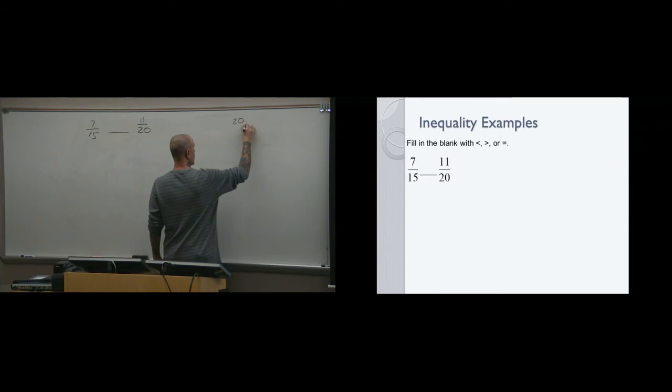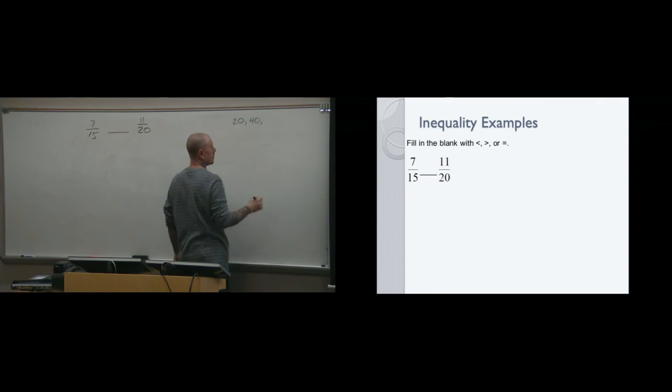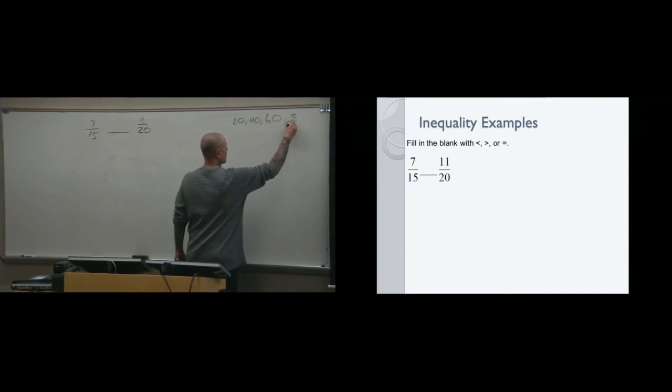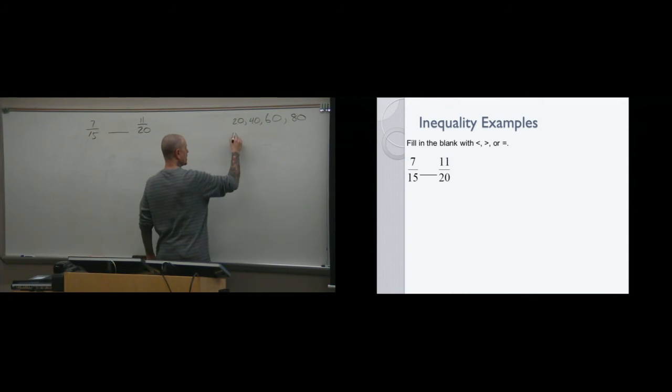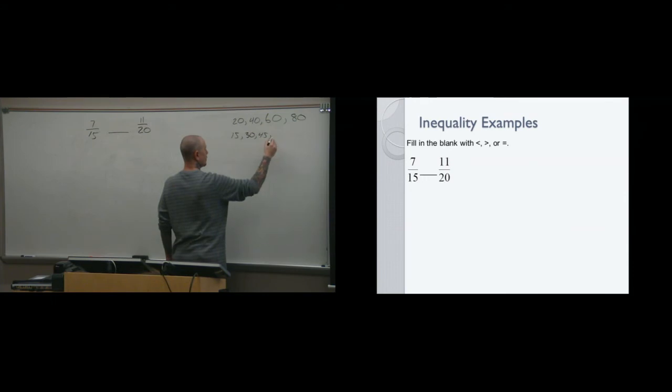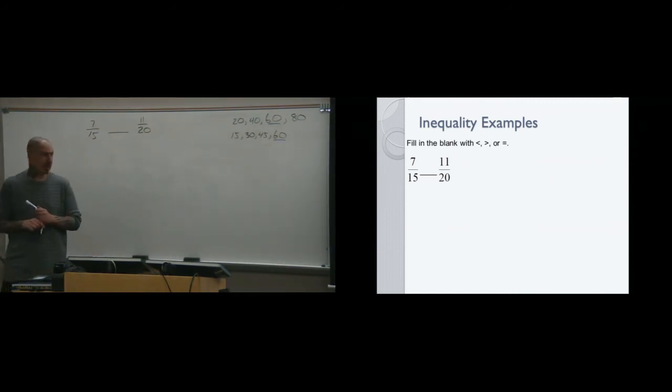So we've got 20. What's the next multiple of 20? 40. What's the next multiple of 20? 60. Okay. If we wanted another one, it would be 80. But you don't want to write down too many of them, because the idea is to compare them to the multiples in the next one. So now we've got 15. What's the next multiple of 15? 30. 45. And then 60. And there's our common denominator.